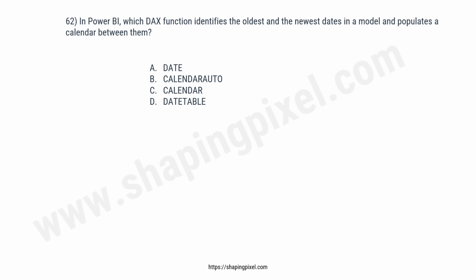Question number 62. In Power BI, which DAX function identifies the oldest and the newest dates in a model and populates a calendar between them? We have four options: date, calendar auto, calendar, date table. So the right answer here is option B, calendar auto.